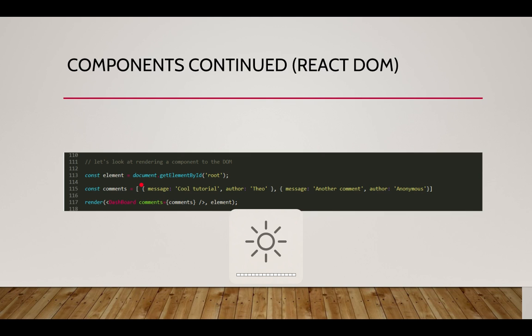Finally, let's look at how to render a component to the DOM. Here we are querying an element by its ID and storing it in this variable, element. Say we have an array of comments, right? Say we are getting this from the server or something, or here we just have it hard-coded, and we're passing it to props, just a very basic array.